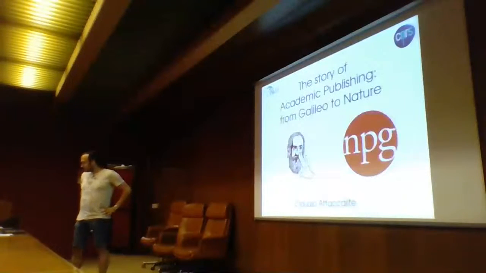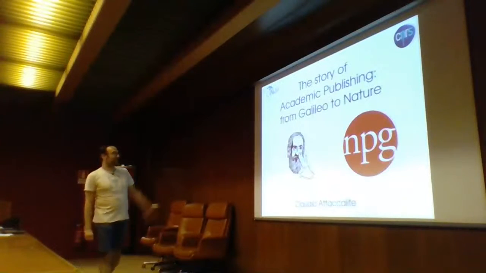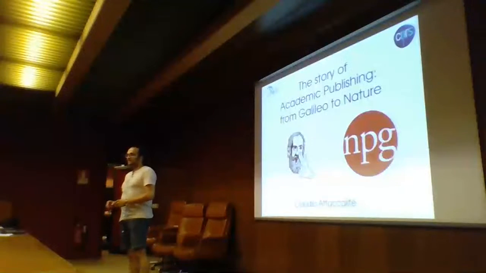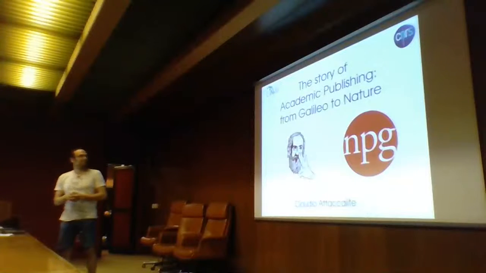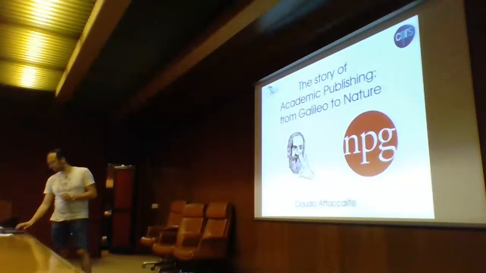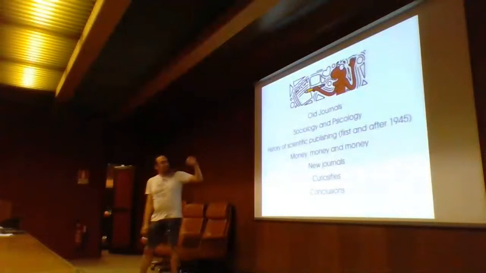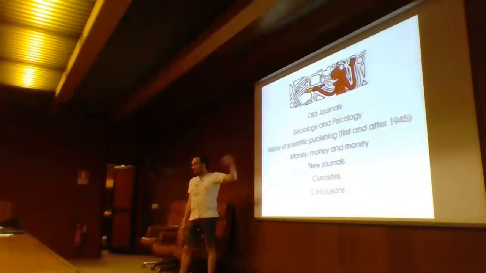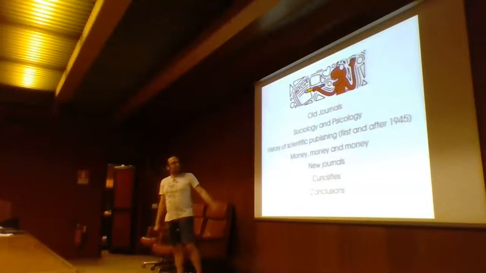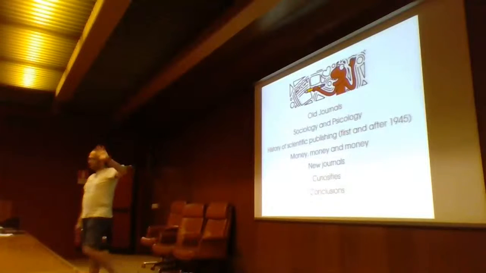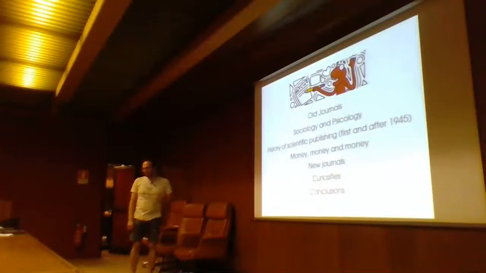So today I will speak about the story of academic publishing, from Galileo to Neptune. And in the middle of the talk you will also understand why I decided to speak about this, but it's a nice story, so let's start. I also put an outline, something that I don't usually do, but I will speak about old journals, a bit of sociology and psychology, you will see why, the history of scientific publishing, first after the Second World War, money, because this is the important part of this field, new journals, some curiosities, if I have time, and finally the conclusion.